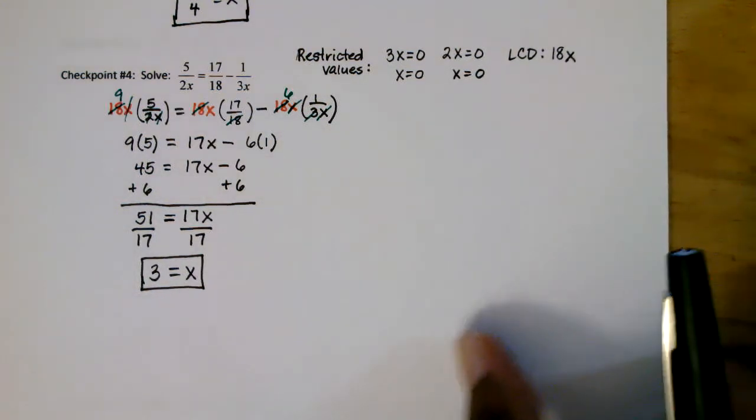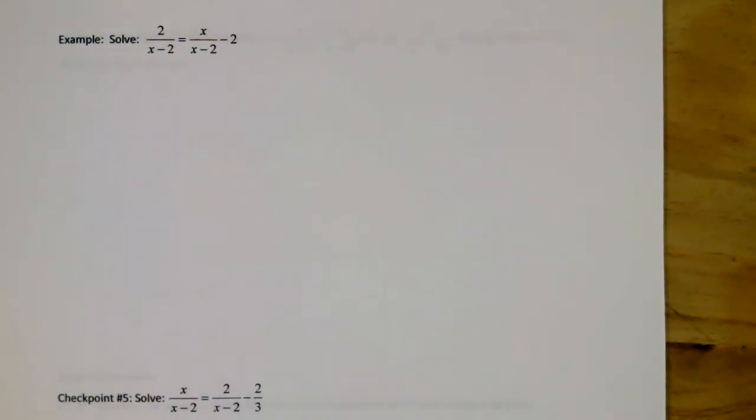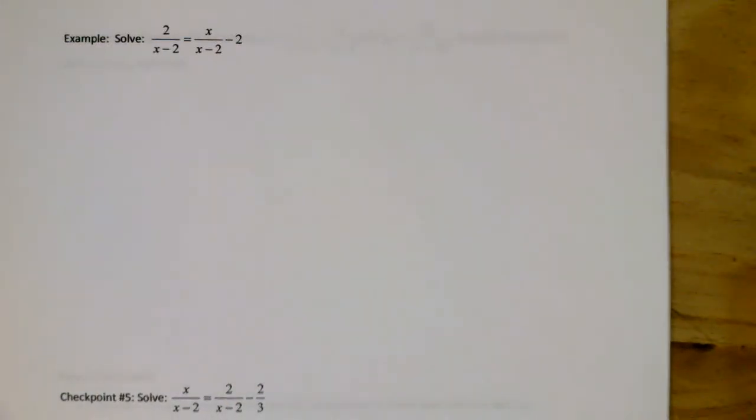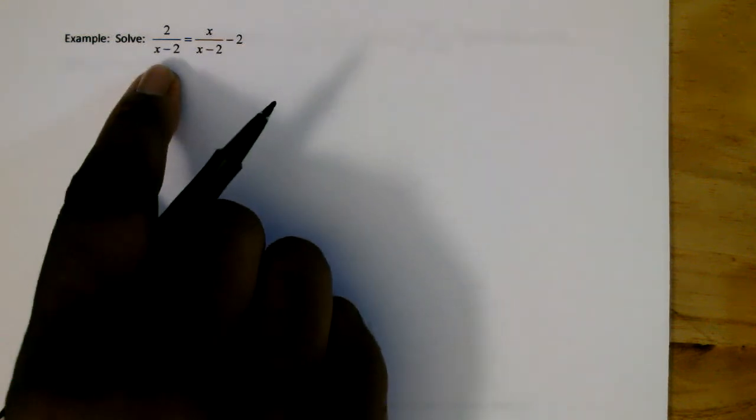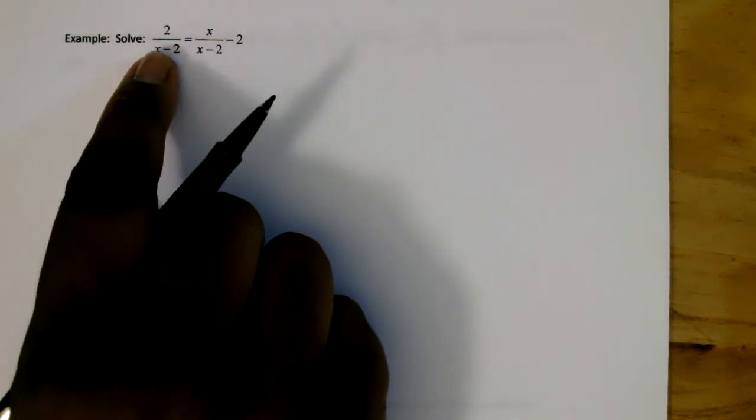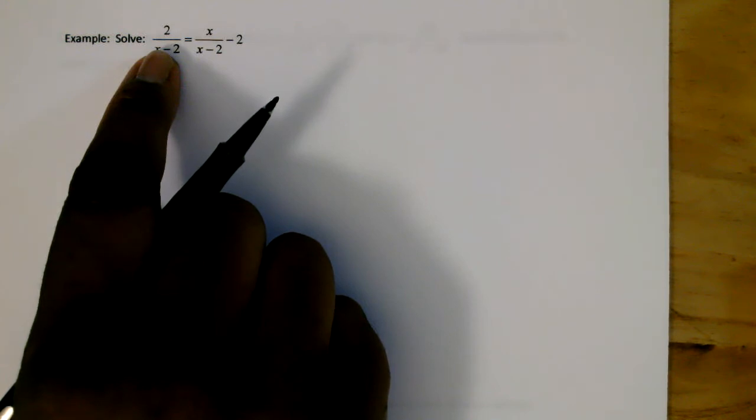All right, next example. Now let's say we had something like this: 2 divided by x minus 2 is equal to x divided by x minus 2, and then minus 2 on the outside. Here I want to solve this equation. The only term that has an x in the denominator is just x minus 2.